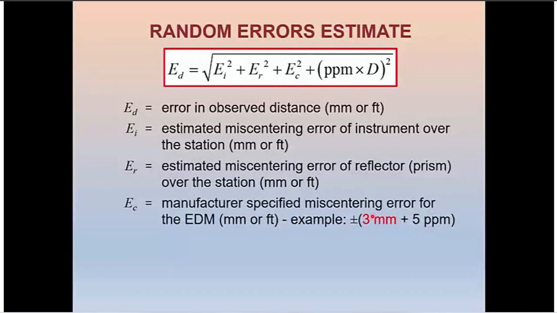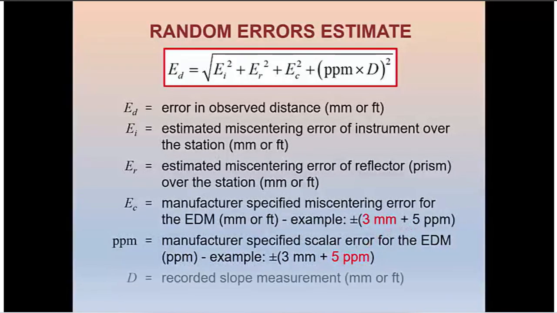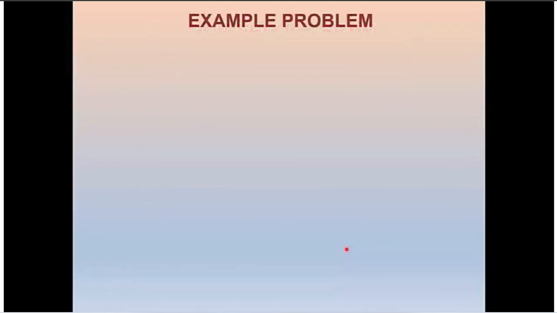We can see in it as an example here, one manufacturer would specify possibly that there's 3 millimeters of constant error, centering error, and there's 5 parts per million error in the distance measured. So the ppm error is this manufacturer specified scalar error for the EDM, and that is the 5 parts per million as illustrated in the previous line. D is nothing more than the recorded slope measurement in the EDMI process.